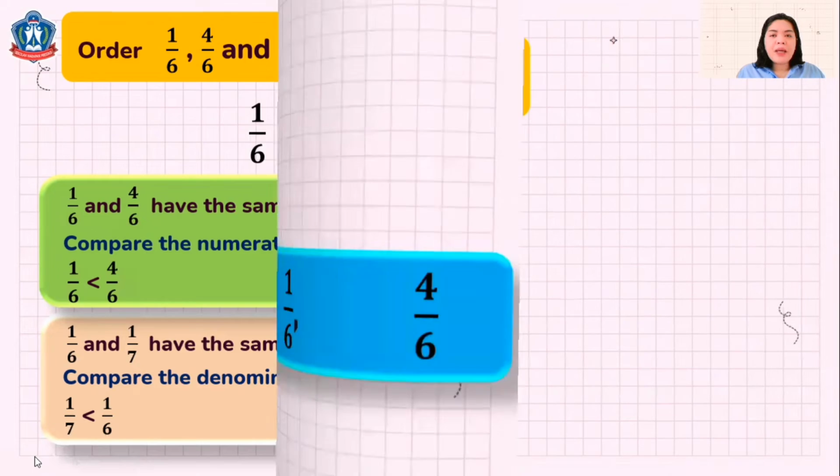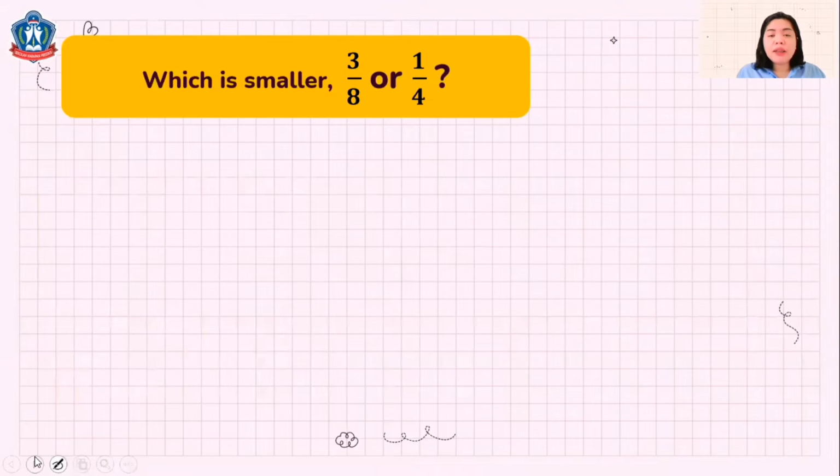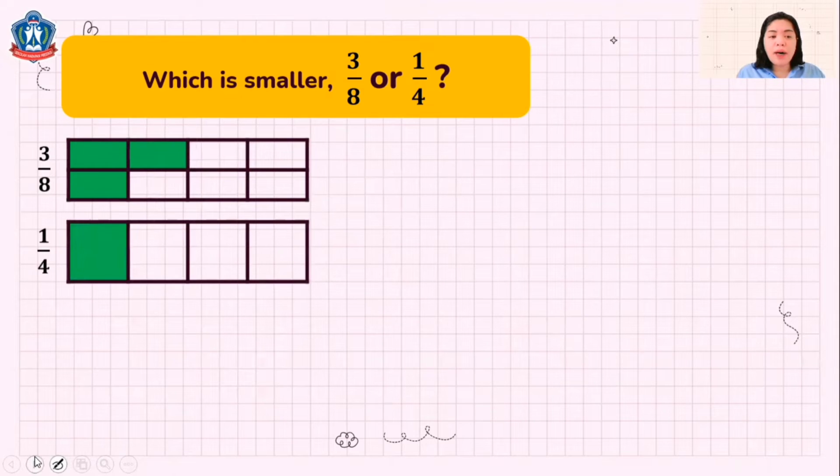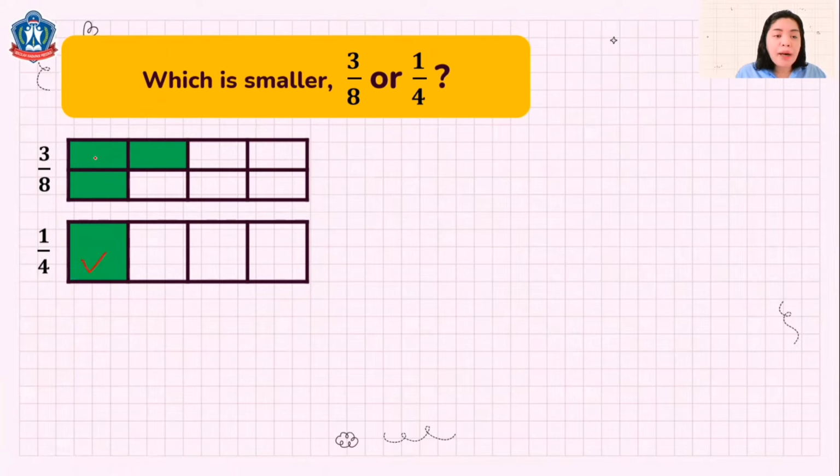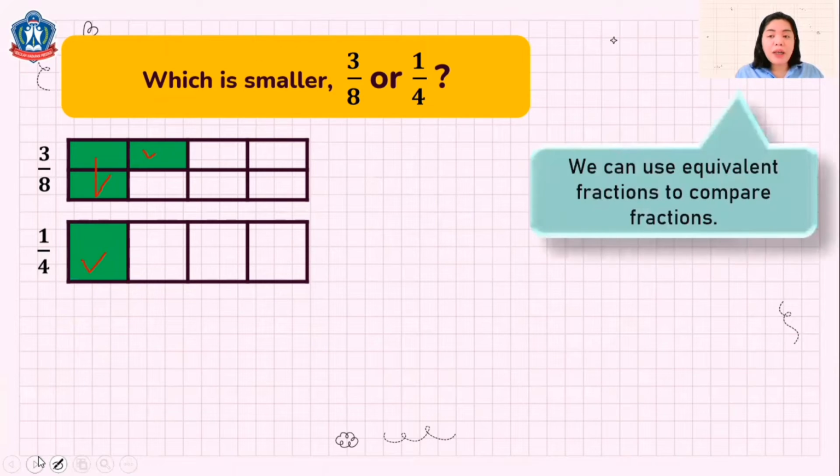How about if we compare fractions with different numerators and denominators? We have 3/8 and 1/4. It is easier to find the smaller number if we have the illustration or the pictures. It is clearly here that we can say that 1/4 is smaller based on the shaded part compared to 3/8. But how about if we don't have the illustration or the pictures, only the fractions? So we could use the equivalent fractions.